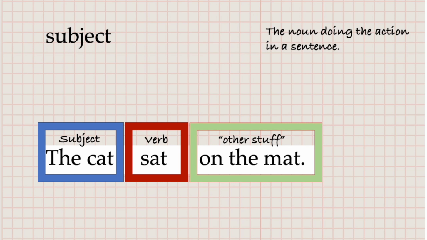Here we go, breaking the sentence down in a different way. I've shown you the subject of a sentence, which is the noun doing the action. So we've got the cat as the subject, the verb is sat, and then any other information in the sentence is going under the other stuff bracket, in this case, on the mat.